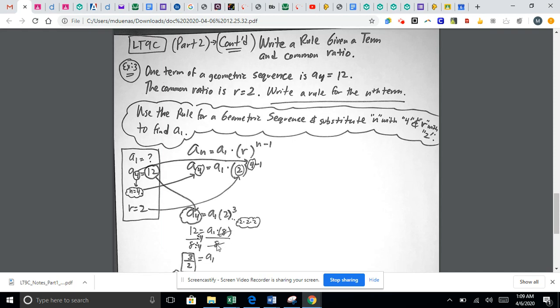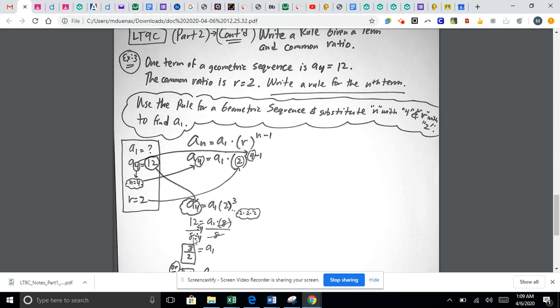Okay, so since we need a sub 1 by itself, now we're going to go ahead and do the division by 8 because we need to get a sub 1 by itself. So again, divide by 8 here, that's going to give you 1 a sub 1, which is just a sub 1. And then 12 over 8, they have a GCF of 4. So you divide that, it's going to give you 3 over 2. So we just found our first term.